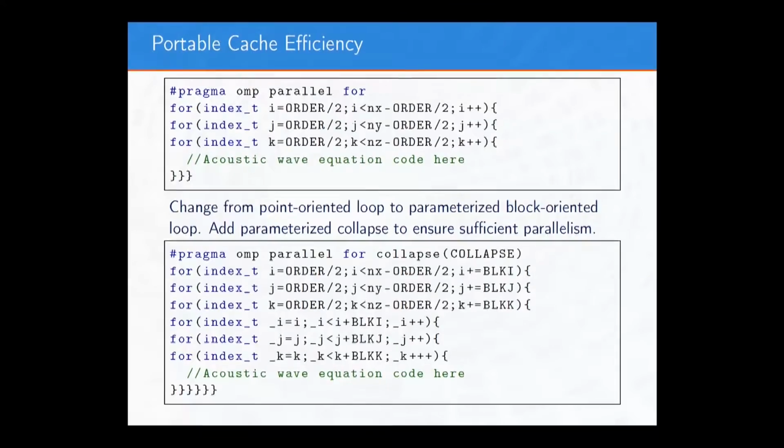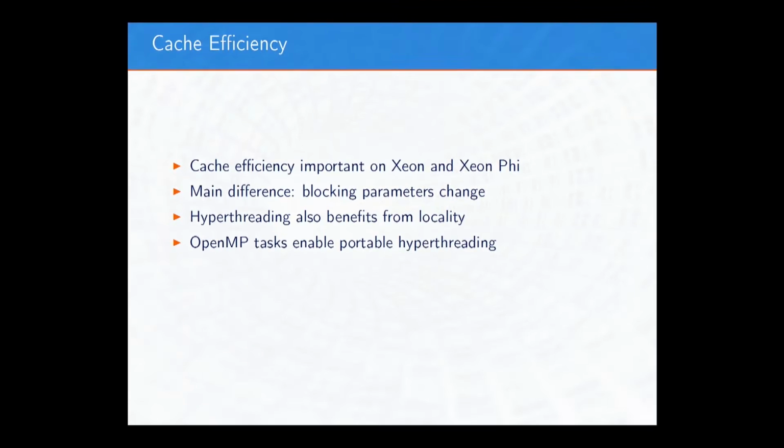And bringing back the performance portability, this is also a portable transformation. Just the difference is blocking parameters will change. But you always have to do this. You never don't have to do this. Picking the right blocking parameters can be a hard problem, but you always have to do it. So far, all the changes I made work well on Xeon and Xeon Phi.